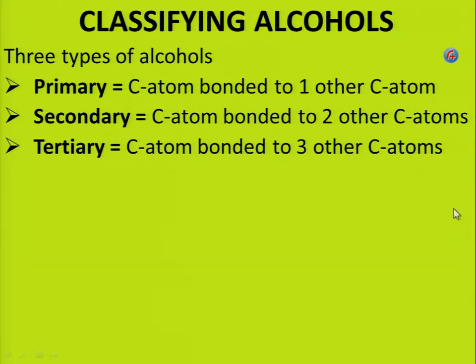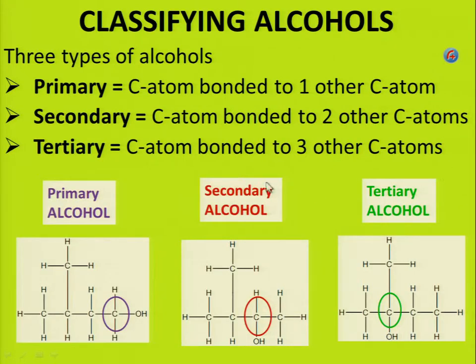Now, classifying alcohols. A primary alcohol is where the carbon atom bonded to the OH group is also bonded to one other carbon atom. A secondary alcohol is where the carbon atom bonded to the OH group is bonded to 2 other carbon atoms. And then for a tertiary alcohol, the carbon atom bonded to the OH group is bonded to 3 other carbon atoms. Let's look at an example.